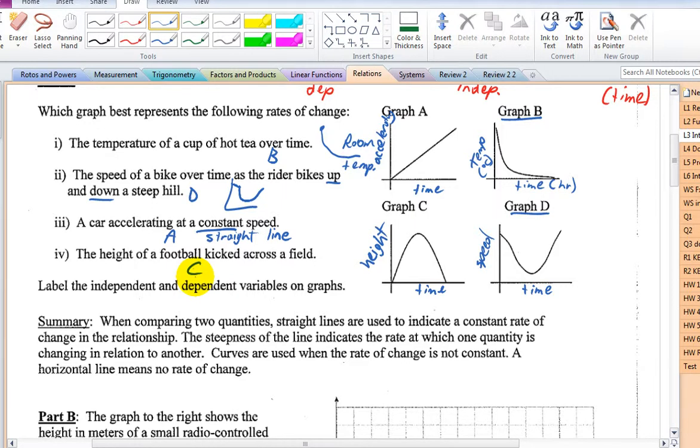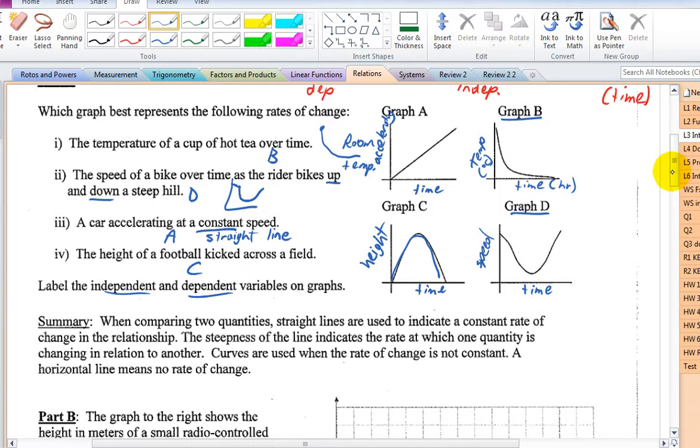Okay, the football does not start way high in the air. It starts at the kicker's foot, goes up, and then goes back down. We listed independent and dependent variables on the graphs. We did that. So we labeled acceleration and time, height and time, temperature and time, speed and time.